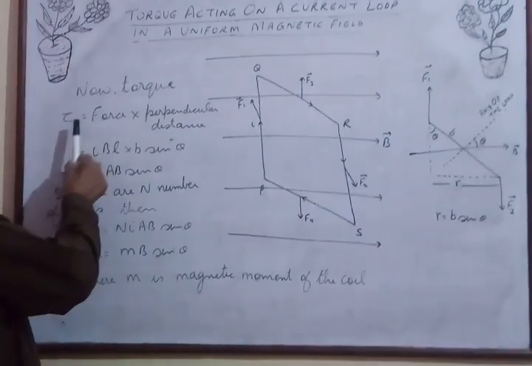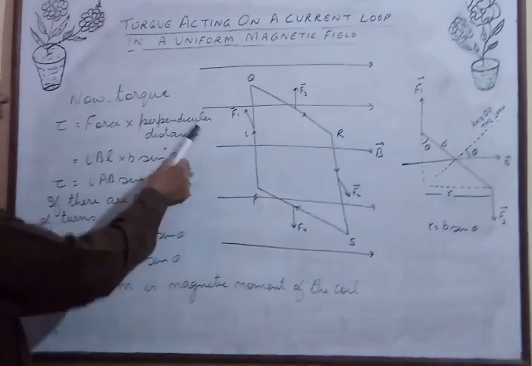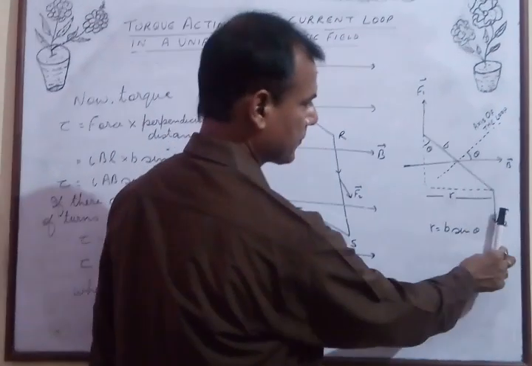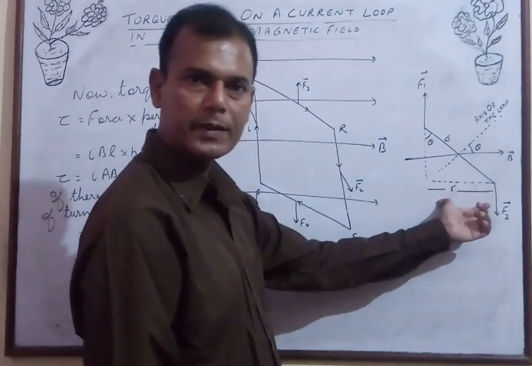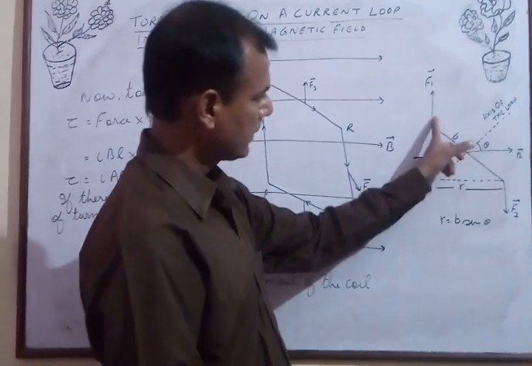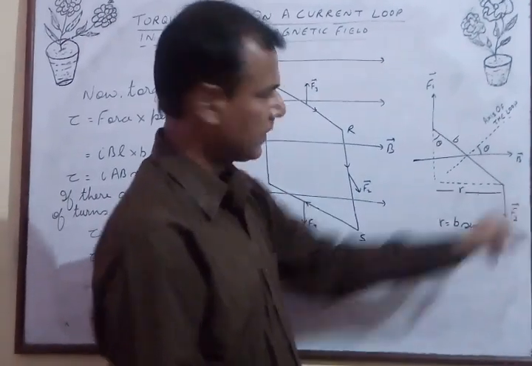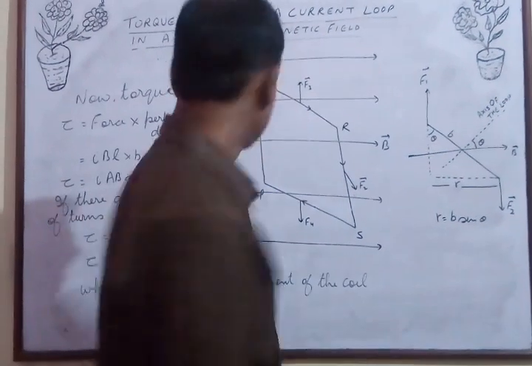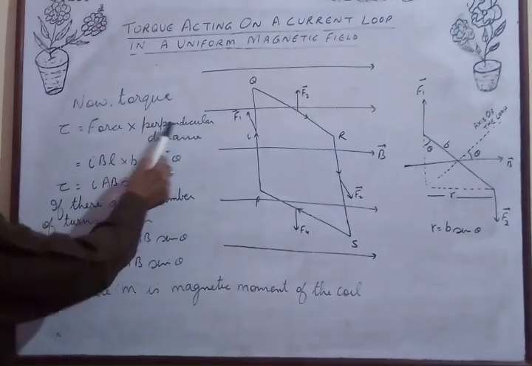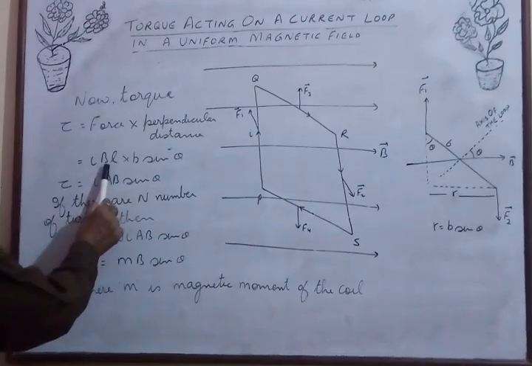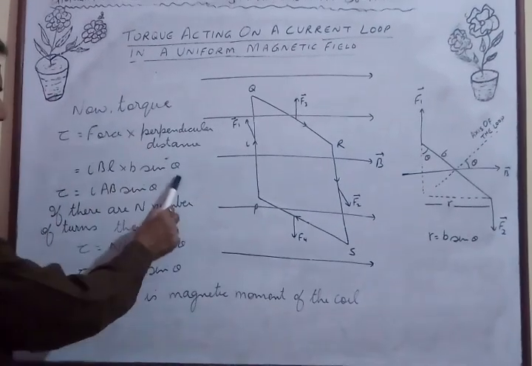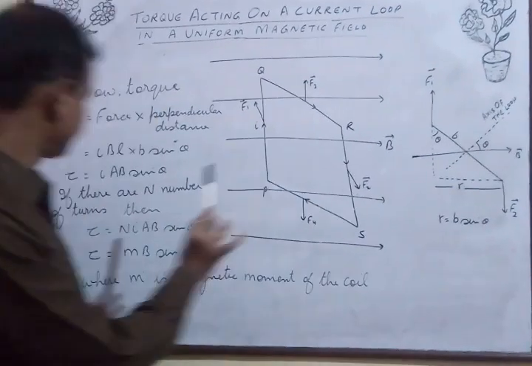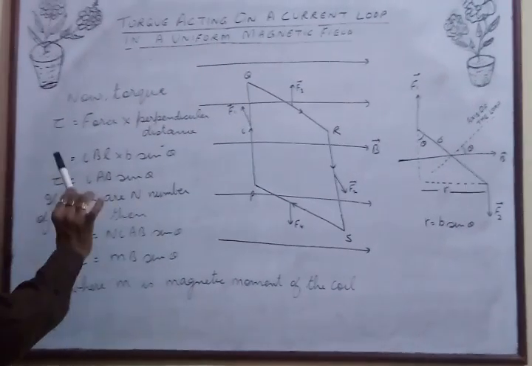Now torque, tau, is equal to force into perpendicular distance. Look here, this is F1, this is F2, and this is the perpendicular distance between both the forces. This is B, this is angle theta, so the perpendicular distance is B sin theta. Torque is equal to force into perpendicular distance, force is IBL, distance is B sin theta. Now what is L into B? L into B is the area of the rectangular coil. So this is I A B sin theta.